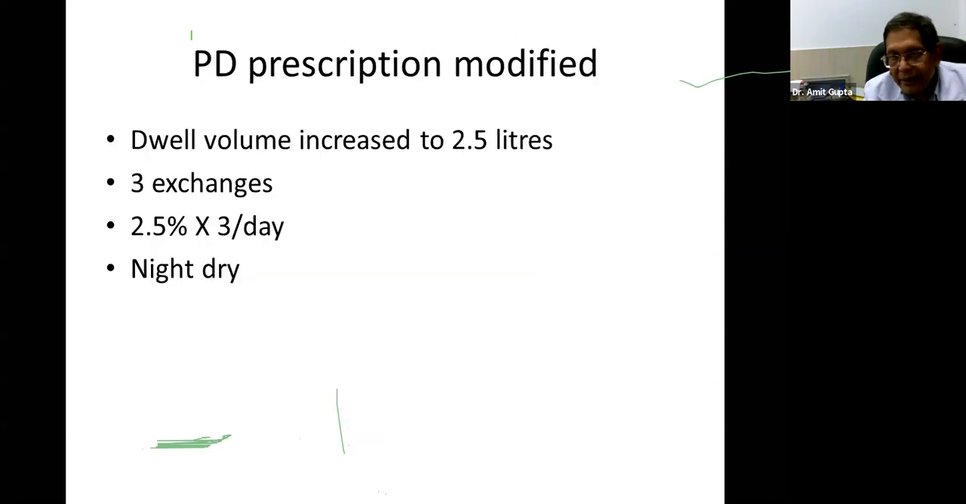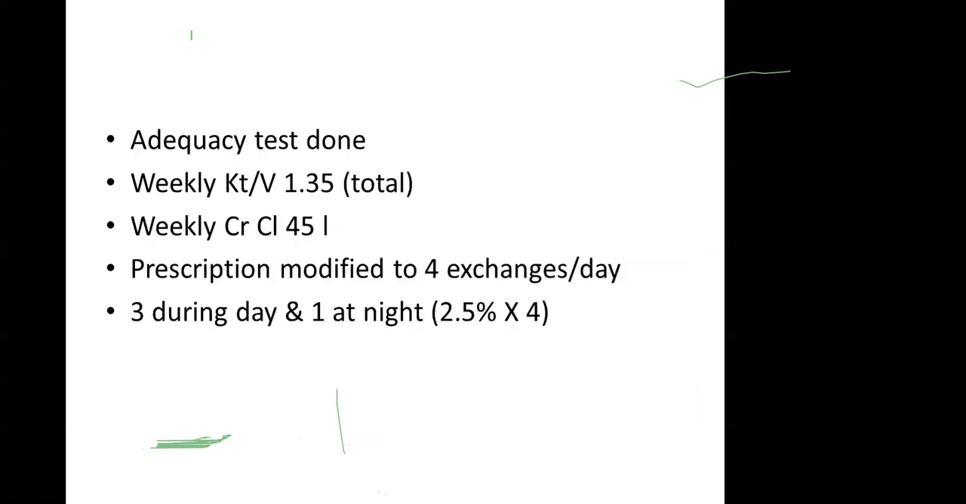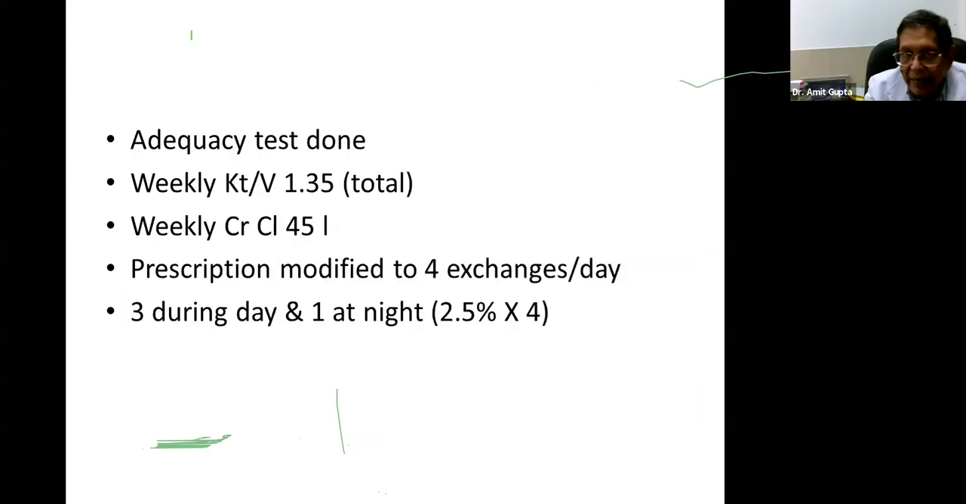So we then increased the dwell volume to 2.5 liters, and we were still doing 3 exchanges with the night being dry in this patient. We did an adequacy test and we found that his weekly Kt/V was 1.35. His weekly creatinine clearance was 45 liters. And we modified his prescription and increased the number of exchanges to 4 times per day: 3 during the day that he was doing, and we added 1 more exchange at night of 2.5%.